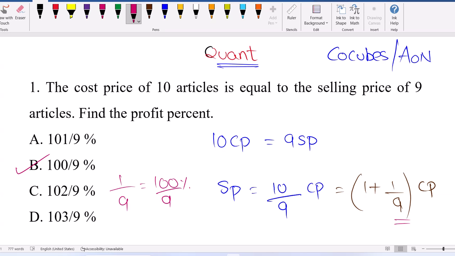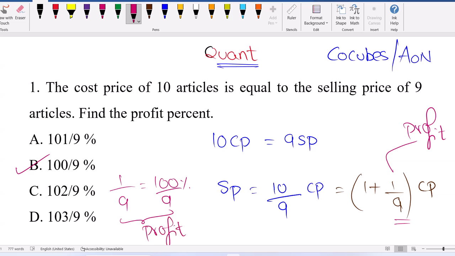Sir, why are you not taking 10 by 9? You should write it as 1 plus 1 by 9. 1 means no profit, no loss. Plus means profit, minus means loss. If you got 1 minus something, you have a loss. If 1 plus something, you have a profit. This is the profit part, but it is in fraction. If you want it in terms of percentage, you have to multiply with 100. Profit percentage is 100 divided by 9.